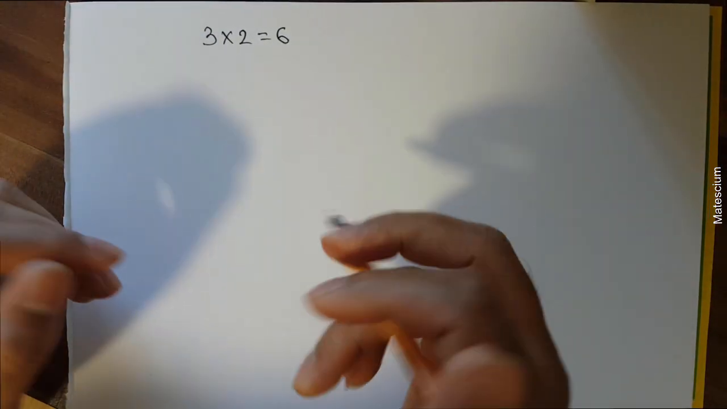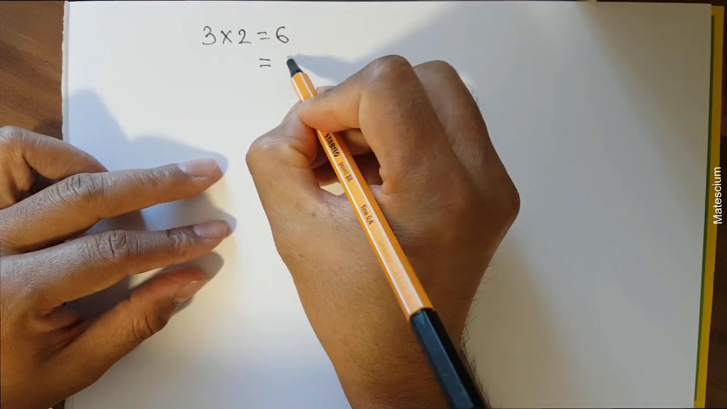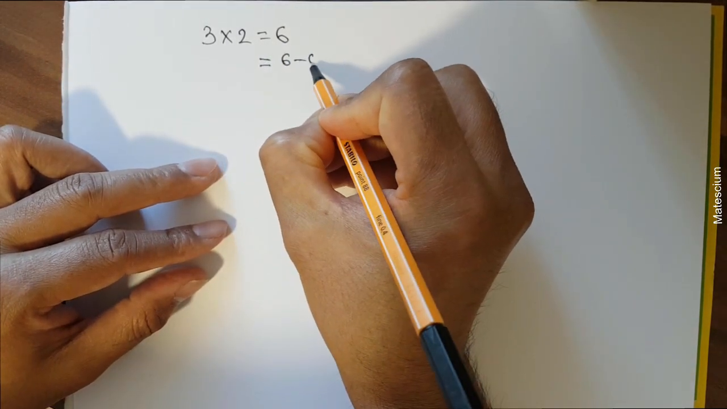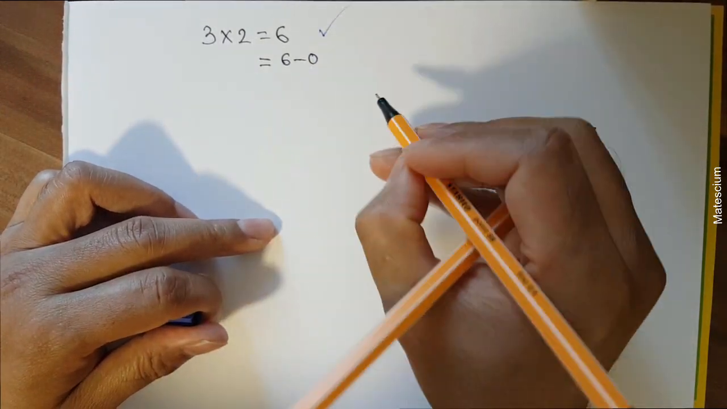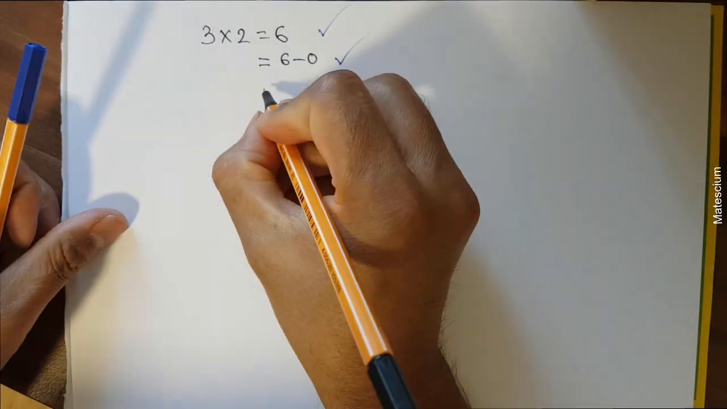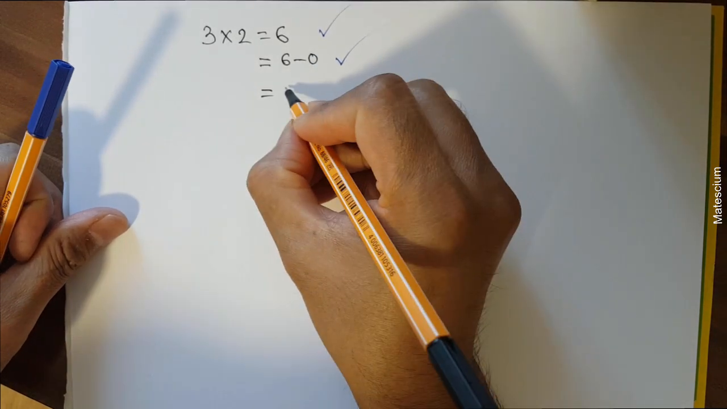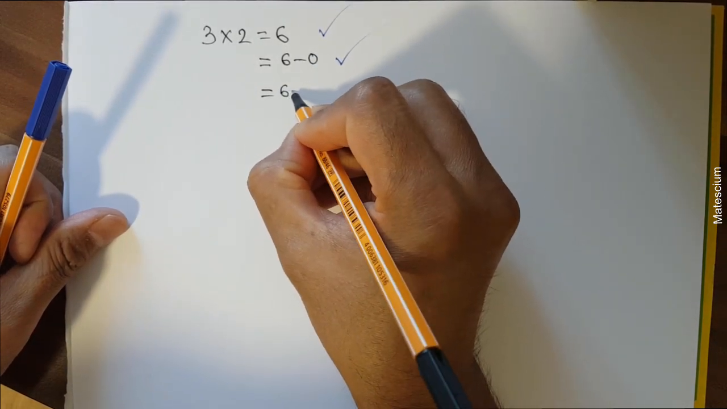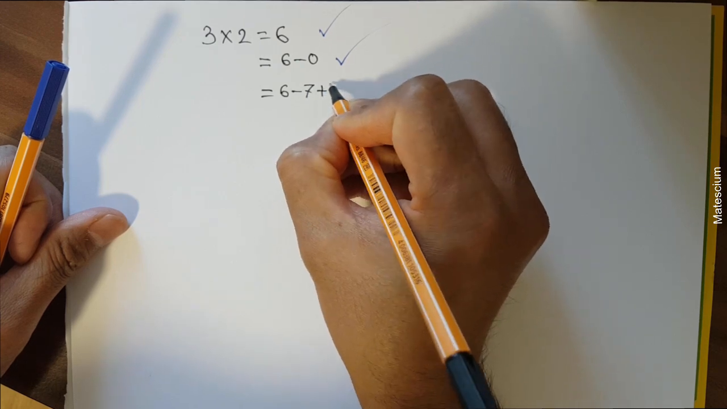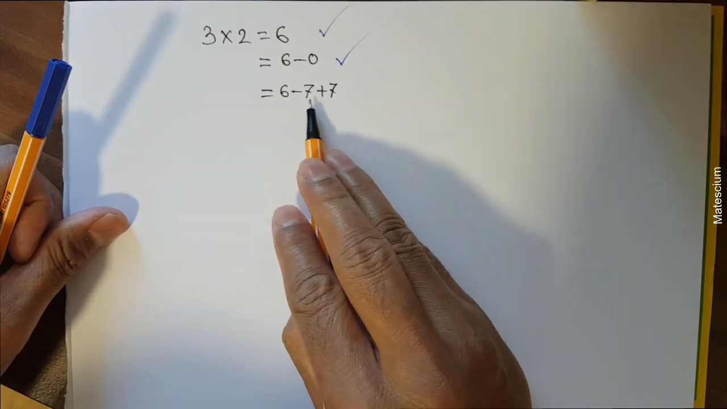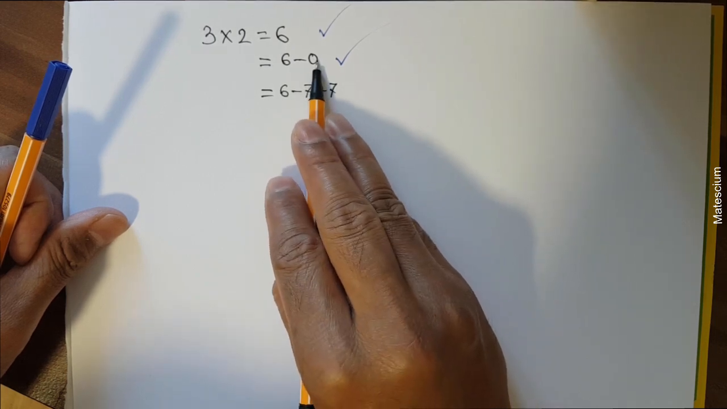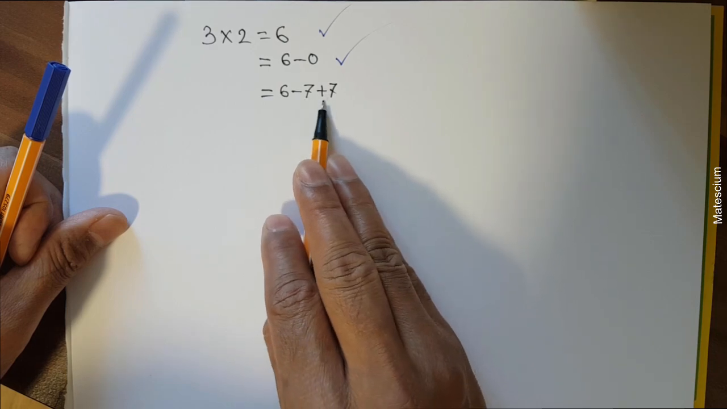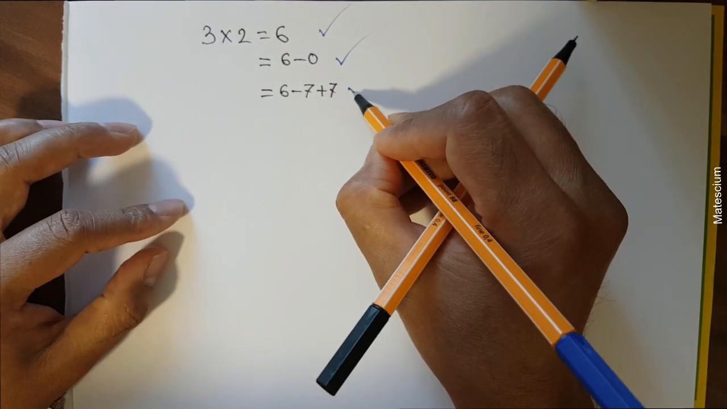That we know, everyone. 6 can be rewritten as 6 minus 0. That means 6 minus 0 is equal to 6. Mathematically, this statement is correct. That statement is also correct. I can rewrite this one as 6 minus 7 plus 7, because minus 7 and plus 7 cancel each other. What remains is the 6 that is written in the previous statement. That means this is equal to that one. This one is also mathematically correct.